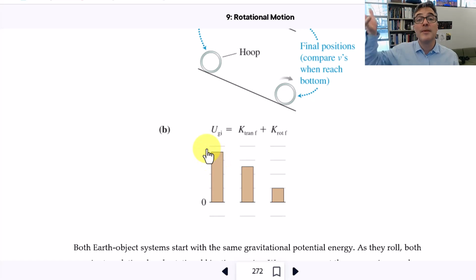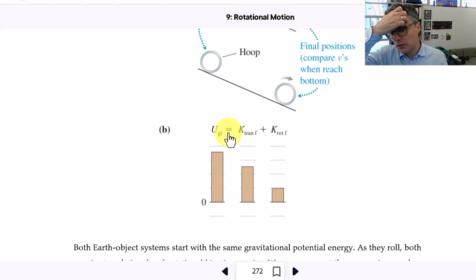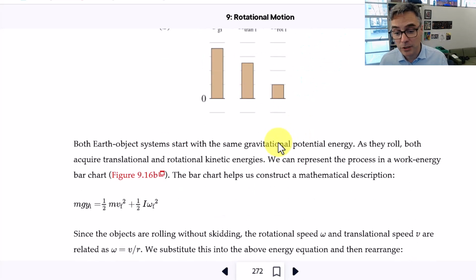So it starts with some mgy, some gravitational potential energy. When it gets to the bottom of the slope, then y goes to 0, so the mgy is 0. But you now have 2 kinetic energies. You have the translational kinetic energy, 1/2 mv squared, plus, because it's rolling without slipping, it's rotating, you have the rotational kinetic energy, 1/2 I omega squared.